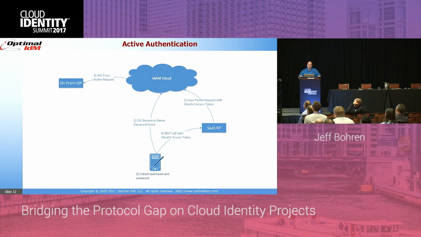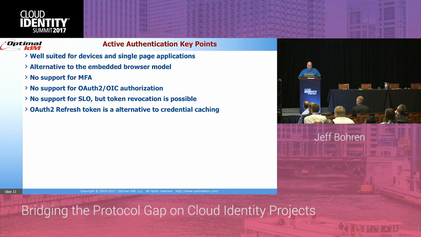Now we have the assertion mapping problem, which then can get turned into an OAuth2 token returned back to the device. The device can then use that to authorize REST calls to the cloud relying party. The cloud relying party can then send that access token back to the cloud identity service to get user profile information about the user and to do whatever authorization it needs to do. A good step is that the device app could actually store a refresh token instead of caching the user ID and password, which is always a bad idea.